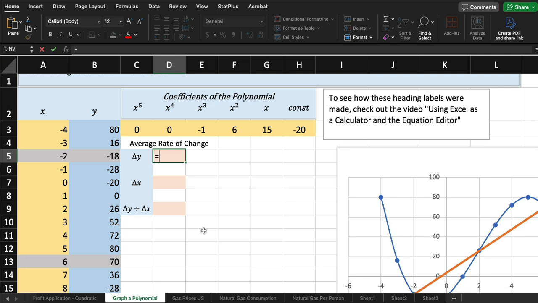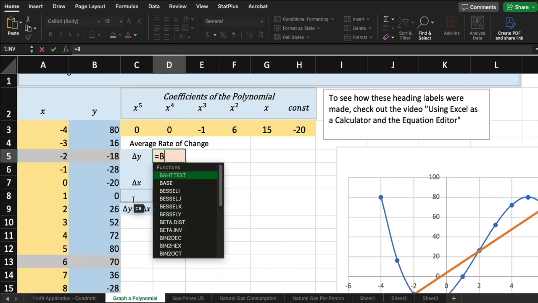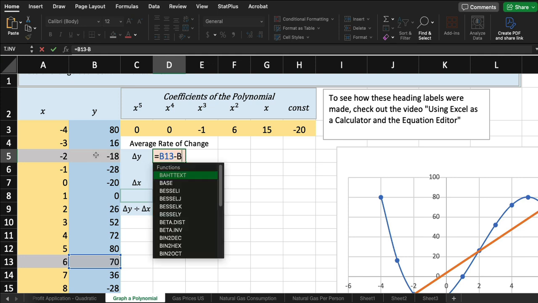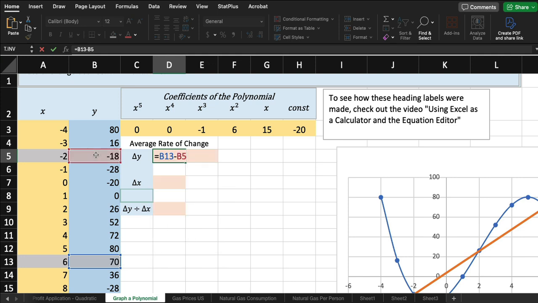So delta y is going to equal, and we want to take the y value that we're interested in, the lower one, the one that's all the way down in cell B13. So I'm going to do B13 and subtract the one up in the upper B5. So equals B13 minus B5. Okay, that's going to be my delta y.